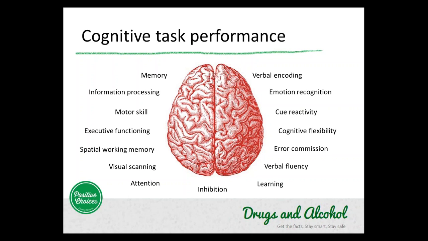So thanks to modern neuroimaging techniques, so things like MRI, we're now getting an insight into how these deficits in performance correlate to actual changes in brain structures. So here we're going to concentrate on just a few of the main areas of the brain that are affected across different drugs, including alcohol, cannabis and stimulants.